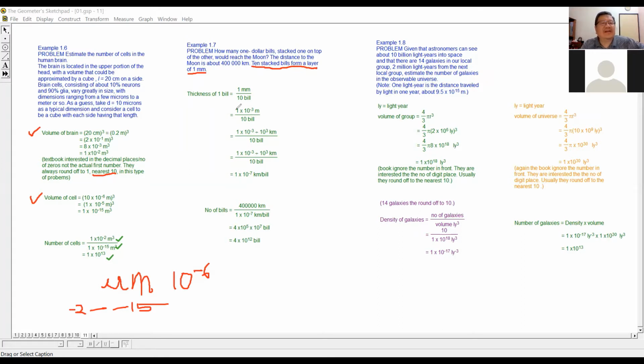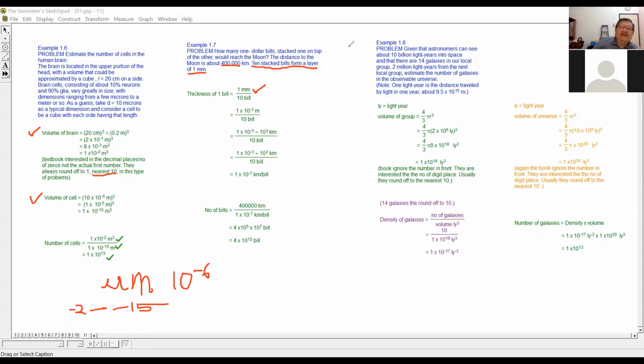Okay, very precise. So I want to find the thickness of a $1 note. So I use 1 millimeter divided by 10, because there are altogether 10 notes there. So 1 millimeter divided by 10 will give me the thickness of a $1 note. Now again, the distance to the moon is given in kilometer, and what I have here is millimeter.